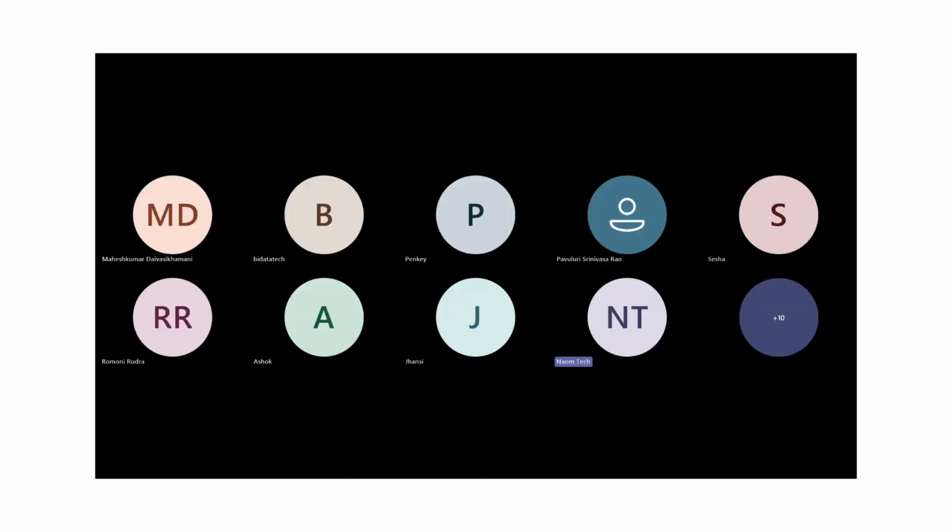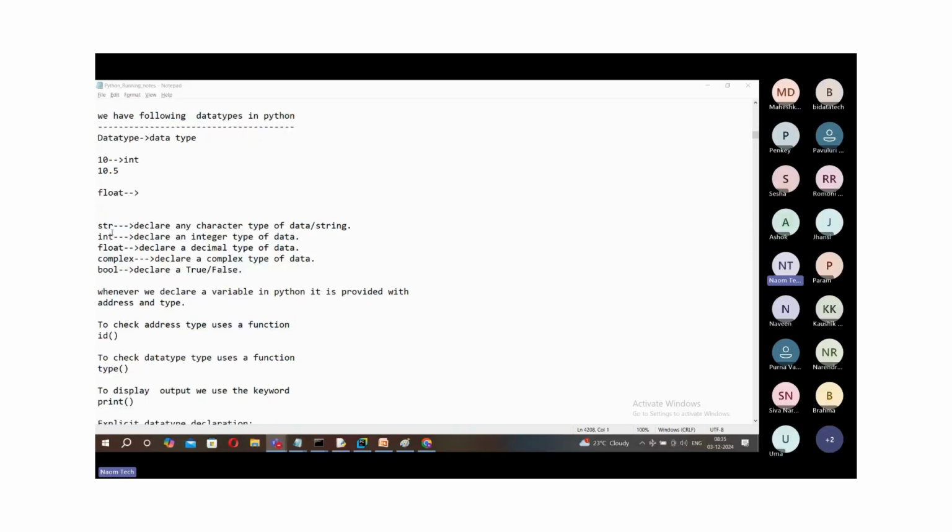Let's continue with that. We had understood that we have different data types in Python. All are implicit data types. We don't need to declare them. And these are all the data types. For string, we have str, for integer, int, for float, float, for complex, complex, and for boolean, bool.